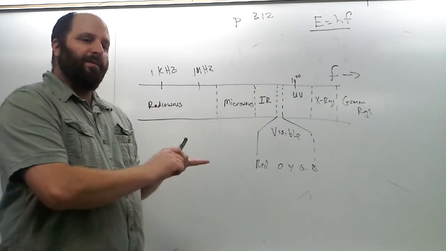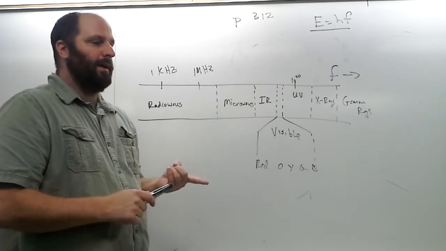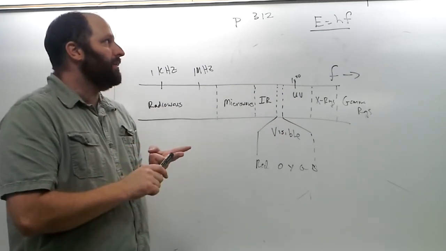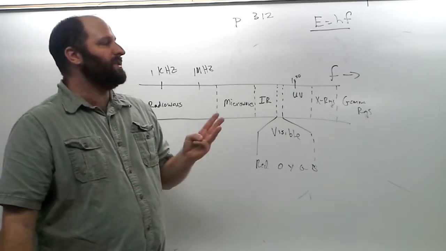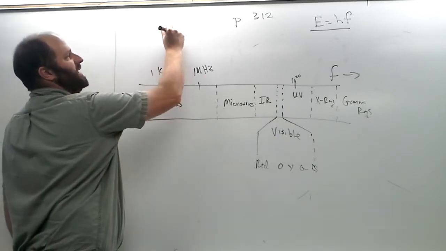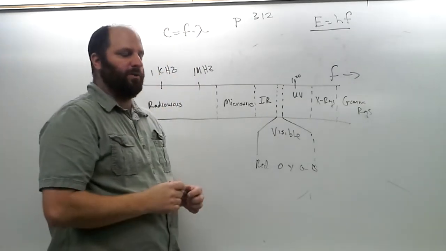Characteristics of waves. Waves have a certain speed, which for radiation is c, 3 times 10 to the 8th meters per second. Waves have a frequency and a wavelength. And by the way, the frequency, wavelength, and speed are related by this relationship. c is equal to frequency times wavelength. It's a very important equation for studying electromagnetic radiation.